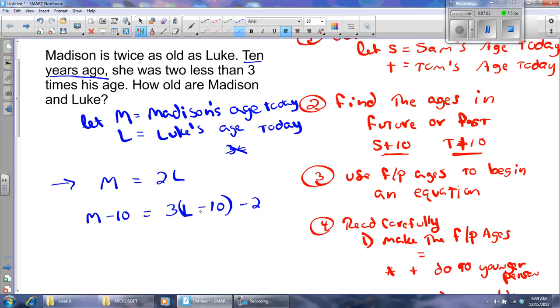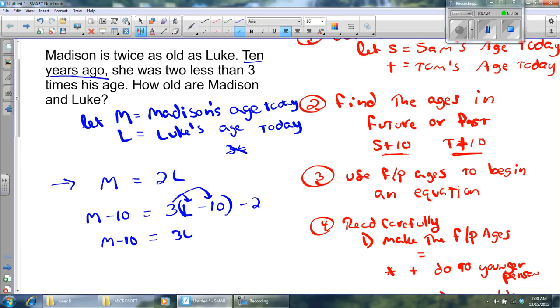Because if I triple Luke's age, I'm 2 over what Madison is. So I've got to take 2 away from his age. Now, I like to simplify before I substitute. I like to distribute and simplify. So I'm going to have m minus 10.